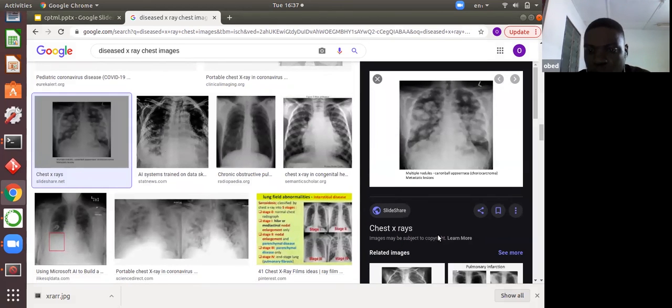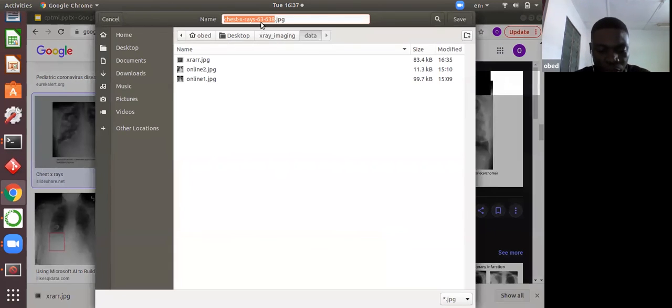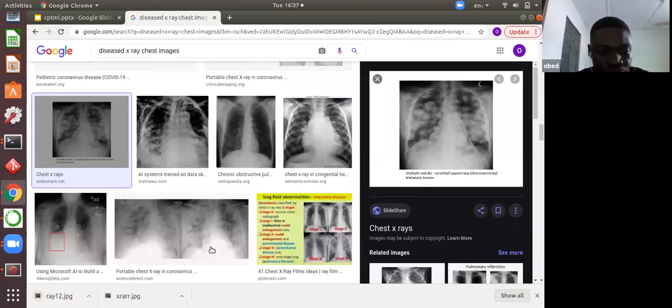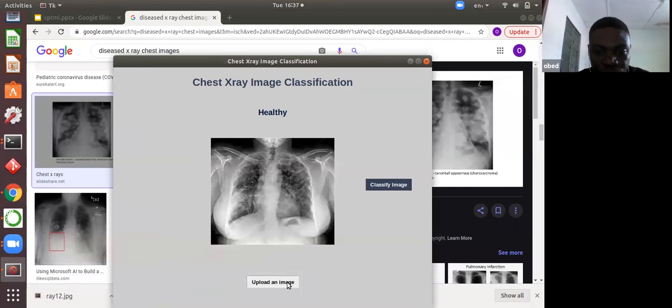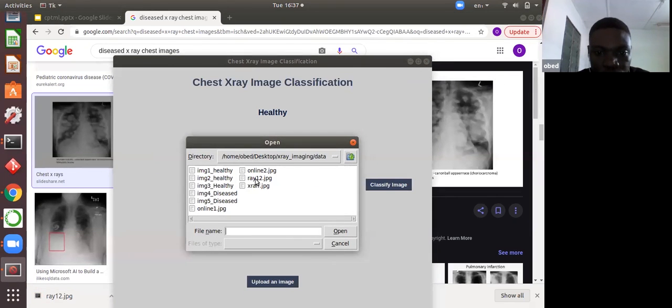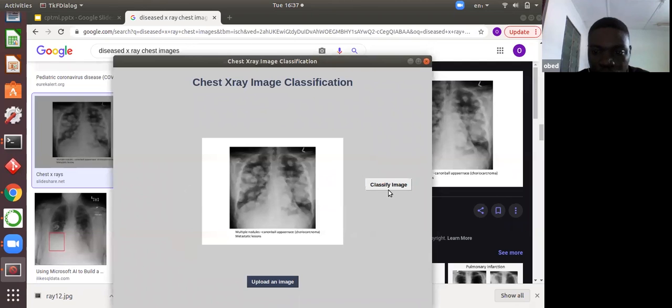Save images. So, ray 1, 2. Save. So, launch. Ray 1, 2. Okay. So now this says healthy, and so it's getting that wrong also.